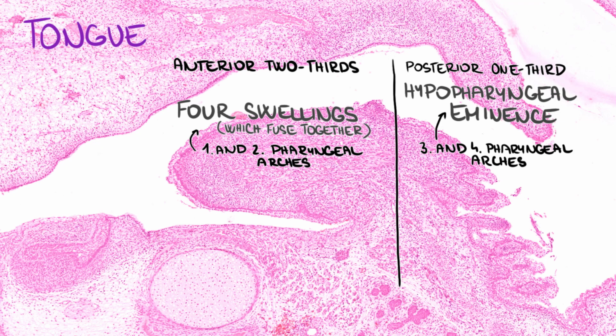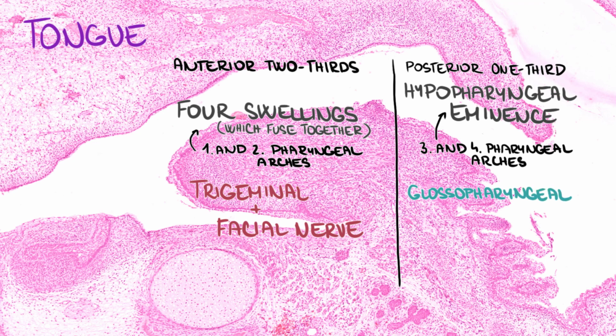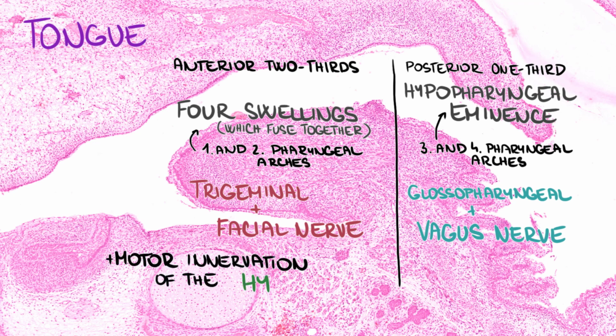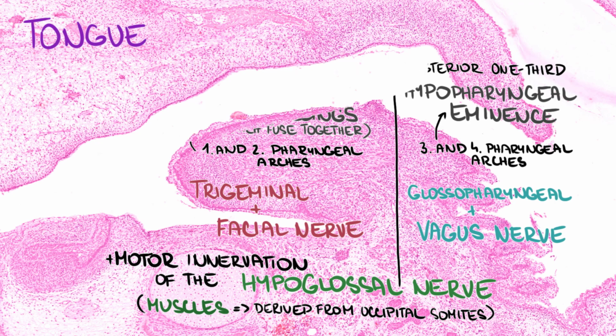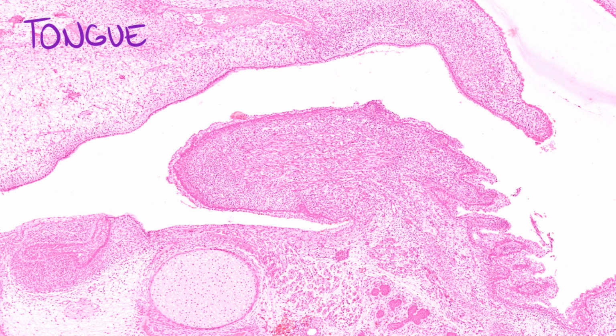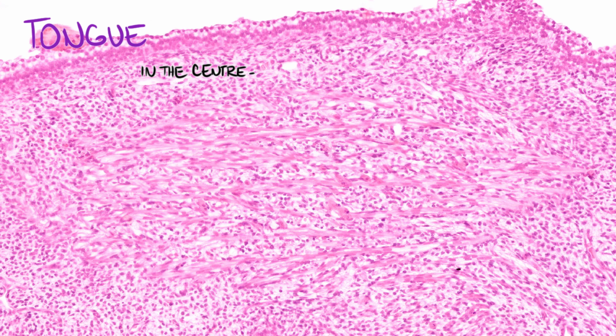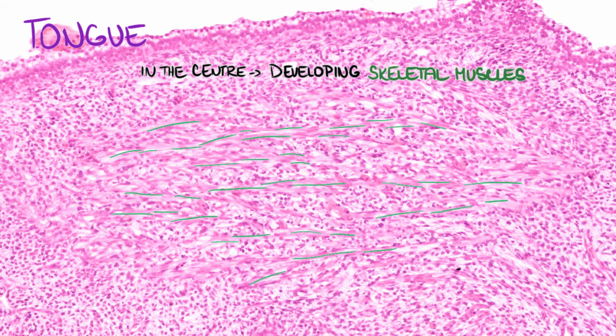This corresponds to the innervation, which is divided between the trigeminal nerve and the facial nerve in the anterior 2/3 of the tongue, and the glossopharyngeal nerve and the vagus nerve in the posterior 1/3, with the motor innervation of the hypoglossal nerve, as the muscles of the tongue are derived predominantly from occipital somites, migrating ventrally. Okay, this was kind of complicated, but I hope you get it. In the center of the tongue, we can see the developing skeletal muscles in the form of myotubes.